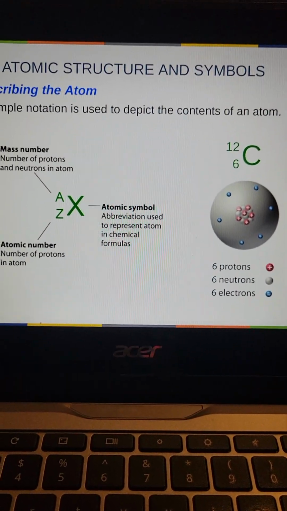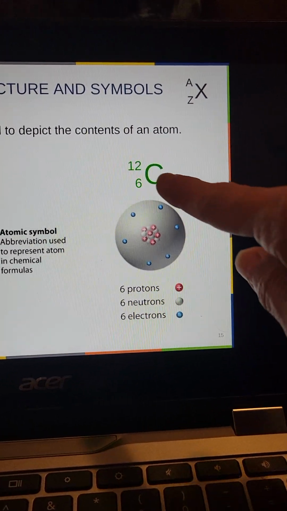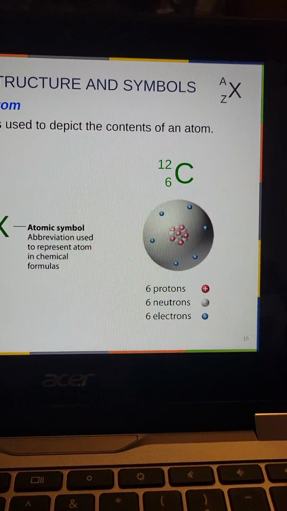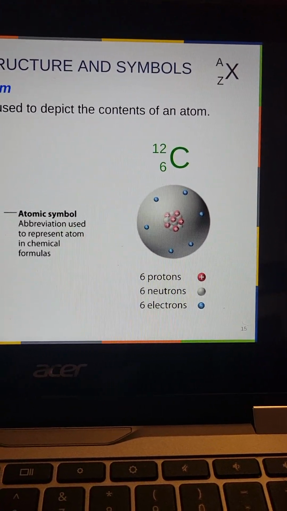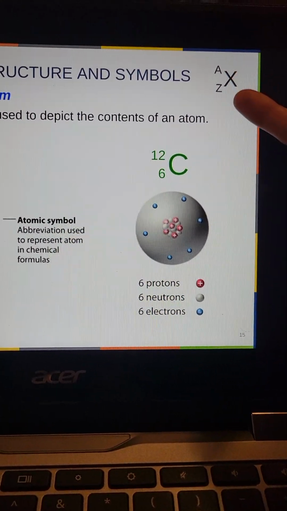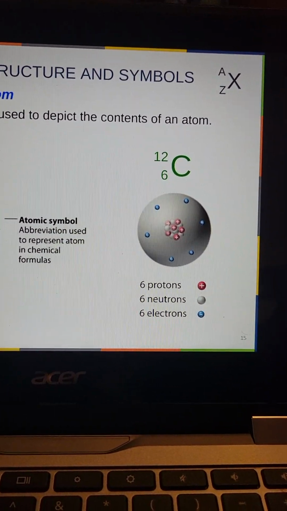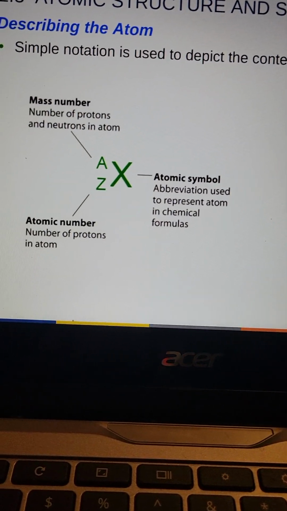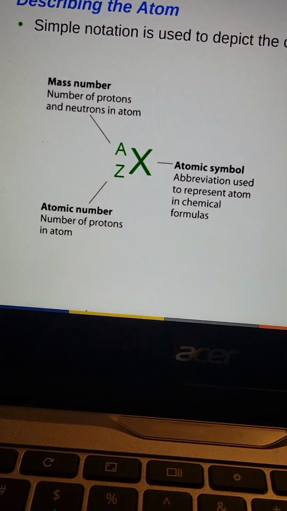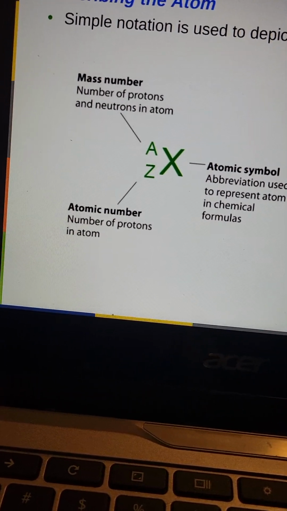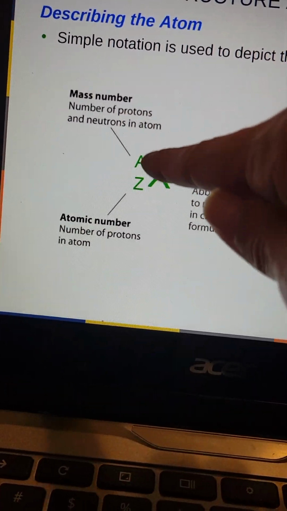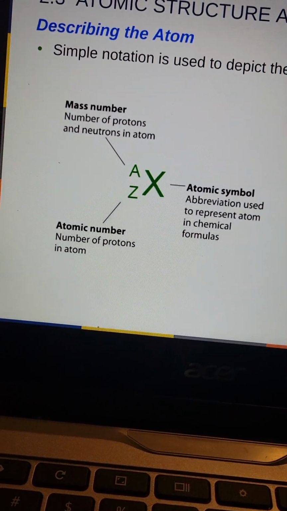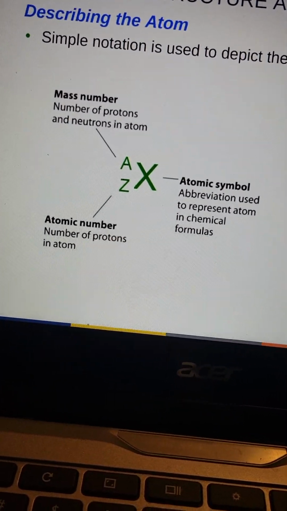All right, so we're talking about the atom, so we use this notation here. The C being, of course, the atomic symbol. We didn't necessarily refer to them as A and Z, but the Z, the bottom number, represents your atomic number, which remember is the number of protons, and the mass number is the top number, which is your protons plus your neutrons.